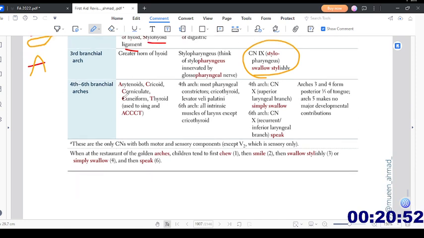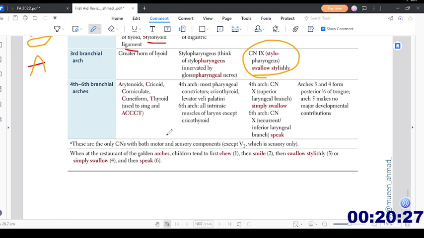Okay, then we have the 4th to 6th branchial arches: arytenoid, cricoid, corniculate, cuneiform, and thyroid. Used to sing and ACT. So these are all laryngeal cartilages, not thyroid cartilages, I'm sorry: arytenoid, cricoid, corniculate, cuneiform, and thyroid. So you can remember them with the mnemonic ACT.